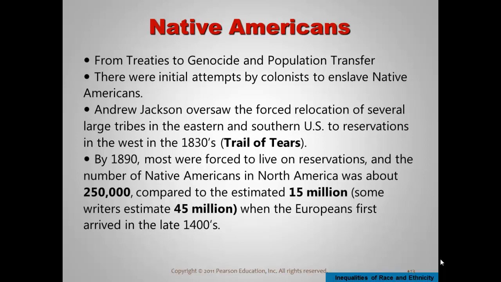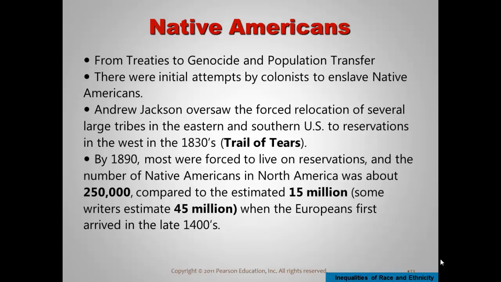And there were periods of genocide by the white population as well as population transfer. In fact, when the colonists first got here, there were attempts to enslave Native Americans, but they weren't successful at that, and that's when they turned to the African American slave trade. Our seventh president, Andrew Jackson, oversaw the forced relocation of several large tribes in the east and southern United States to reservations in the west in the 1830s, and this is the famous Trail of Tears.